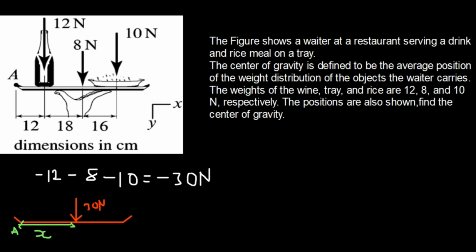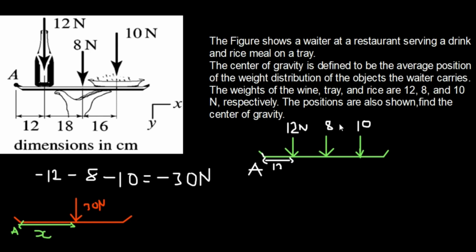All right, so let me draw this system here also. I have the first force here, the second one is here, and the last one is also here. This is my point A, and this is the 12 newton force. This is the 8 newton force, and this is the 10 newton force. The distance of the 12 newton force from point A is 12 centimeters.